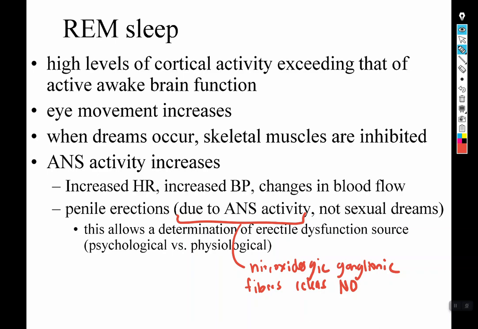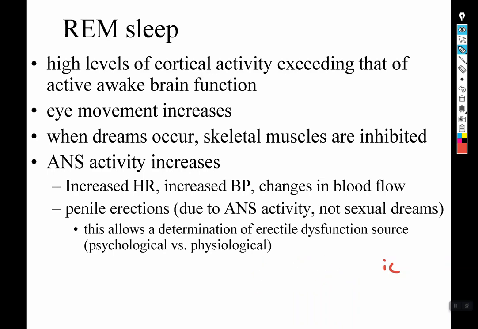And there are some normal biological consequences of that, including nitroxidergic dilation of arteries leading to the erectile tissues of the penis. So the reason this is important or interesting is that it allows a distinction to see if the source of erectile dysfunction, so failure to either get or maintain an erection, is psychological, so performance anxiety based, or if it's physiological.